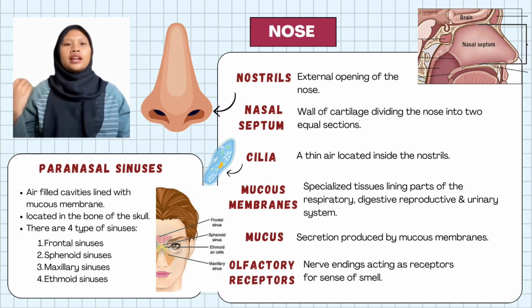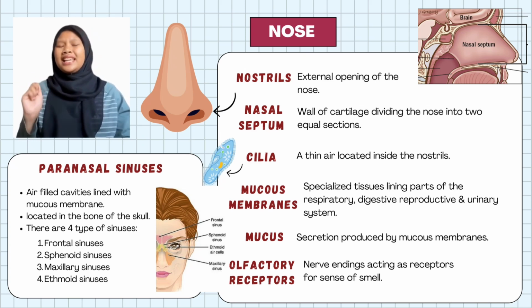Next is nostril. Nostrils are the external opening of the nose. Next is nasal septum. Nasal septum is a wall of cartilage that divides the nose into two equal sections. A septum is a wall that separates two chambers. Cilia. Cilia are the thin hair located just inside the nostrils. It functions to filter the incoming air to remove debris.